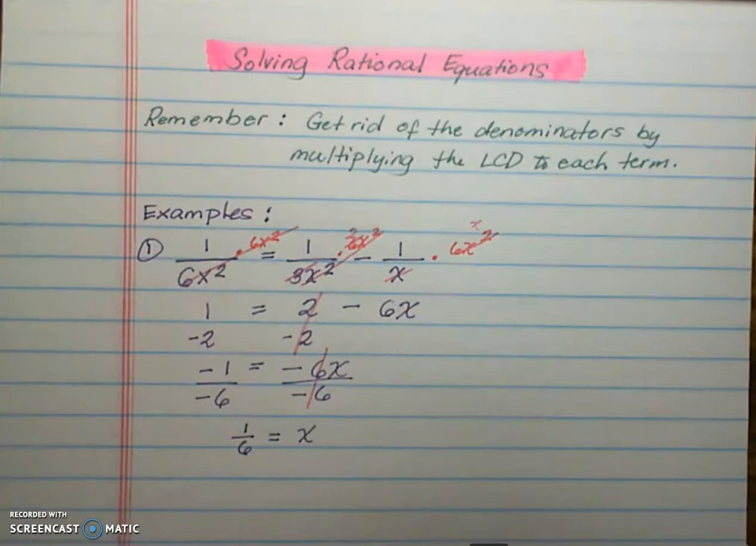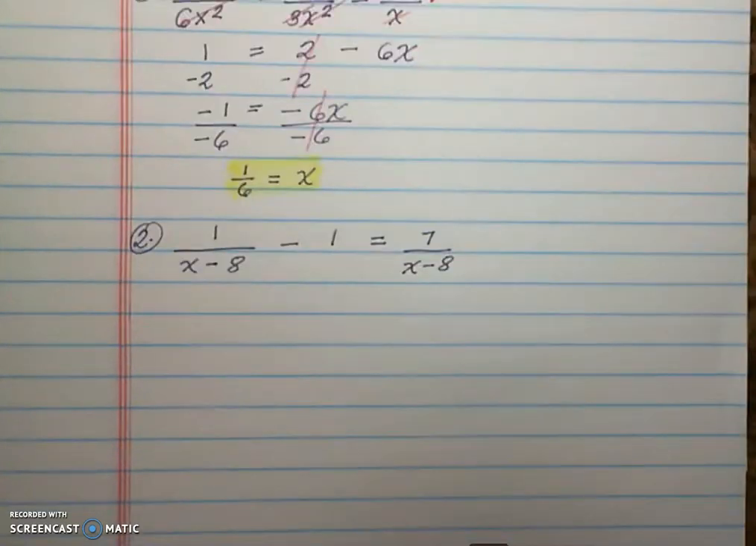All right, and so now your x is positive 1/6. So it is positive because signs are the same. When the signs are the same and it is division, it is going to be positive. All right, so let's take a look at example number 2.